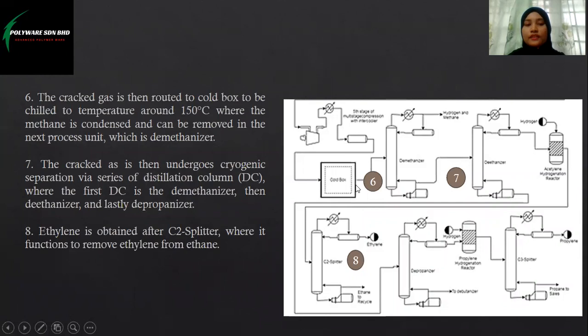Step 6: the cracked gas is then routed to the cold box to be chilled to a temperature around minus 150 degrees C, where methane is condensed and can be removed in the next process unit. And then the cracked gas undergoes cryogenic separation via a series of distillation columns, of which the first is the demethanizer, then the deethanizer, then the depropanizer. And lastly, the ethylene is obtained after the C2 splitter, whose function is to separate ethylene from ethane.